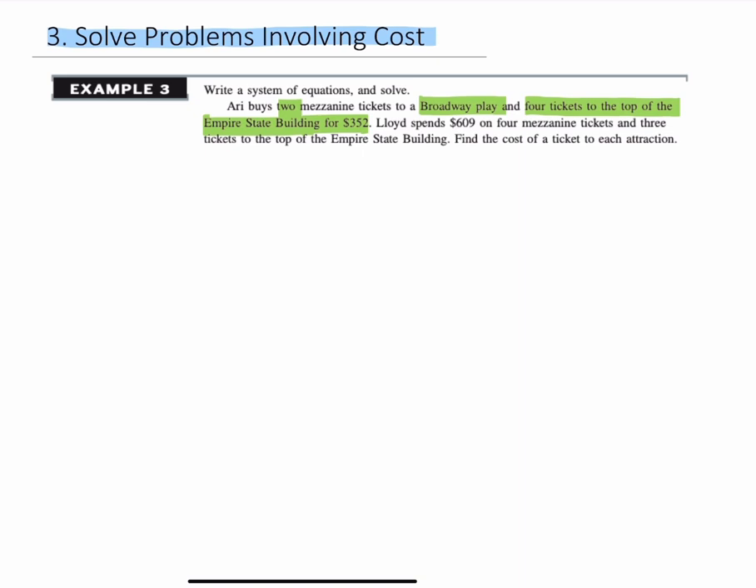Then Lloyd spends $609, maybe I'll do this in a different color, $609 on 4 tickets to the play and 3 tickets to the Empire State Building. And we want to find the cost of each ticket. So let's first declare what our variables will be. X will be the cost of a Broadway ticket. And Y will be the cost of the Empire State Building ticket.